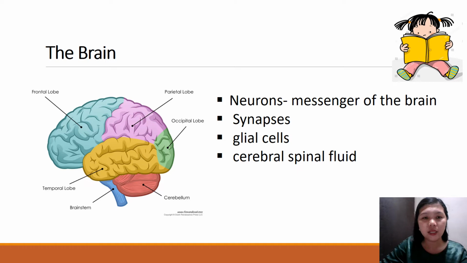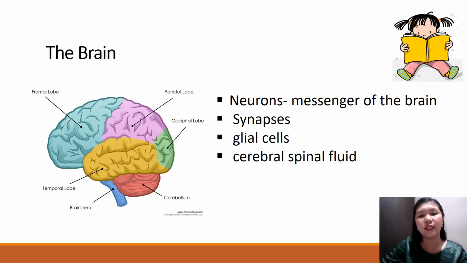and its parts are the frontal lobe, parietal lobe, occipital lobe, temporal lobe, brainstem, and cerebellum. So the neurons are the messengers of our brain. Some of these brain cells are special nerve cells which make it possible for the brain and other parts of the body to send signals back and forth. You might call neurons the messengers of our brain.